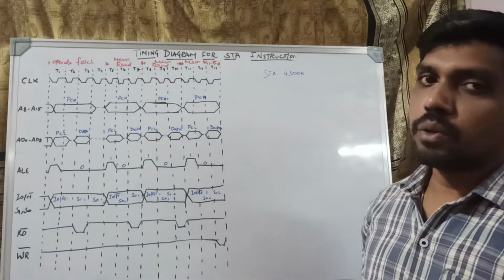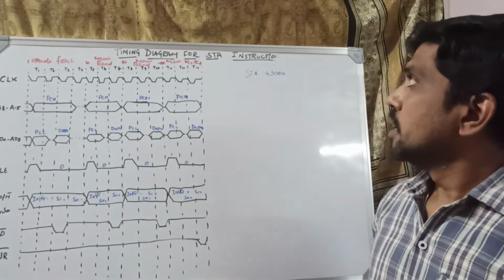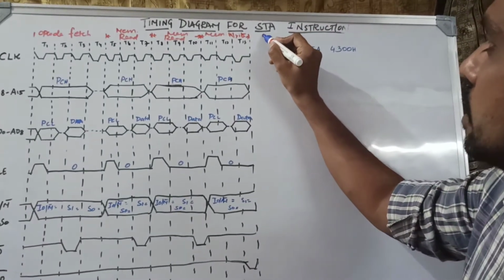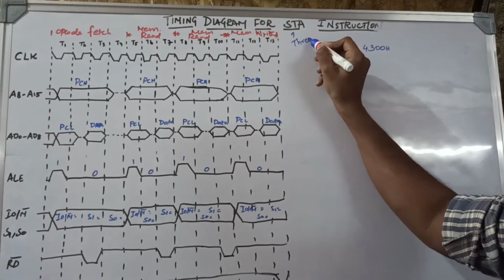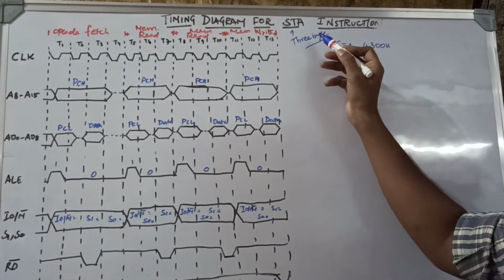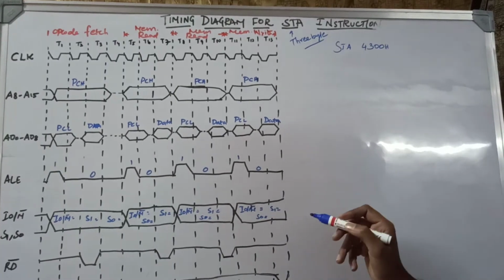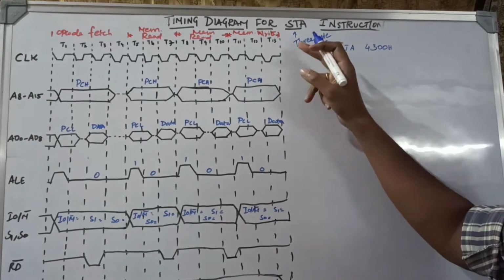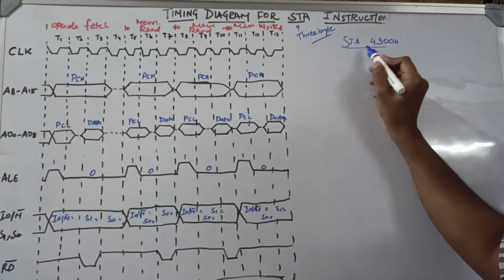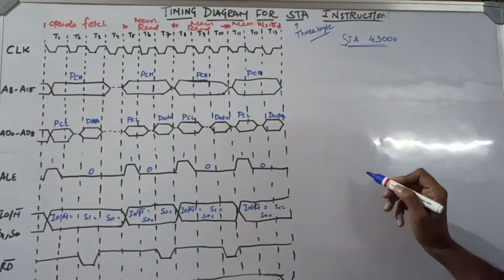So today's session we are going to discuss the timing diagram for the STA instruction. This STA instruction is a 3-byte instruction. In the last video we discussed the 2-byte instruction and also the 1-byte instruction: how to fetch the opcode value, then how to read the data. The given instruction is STA 4300H.